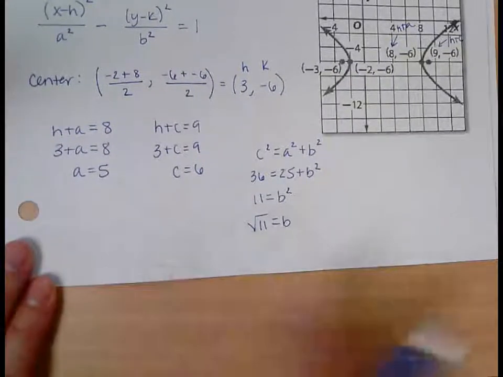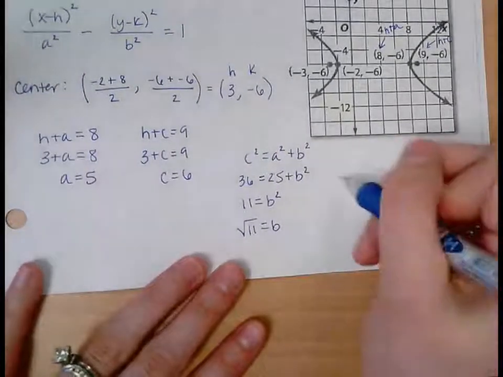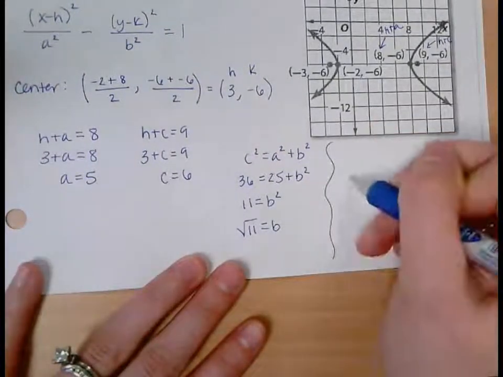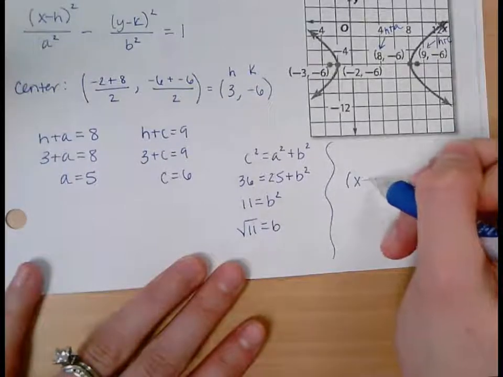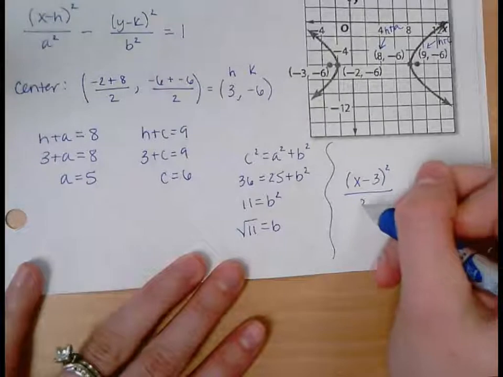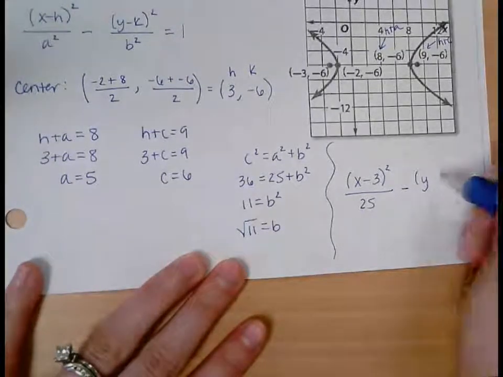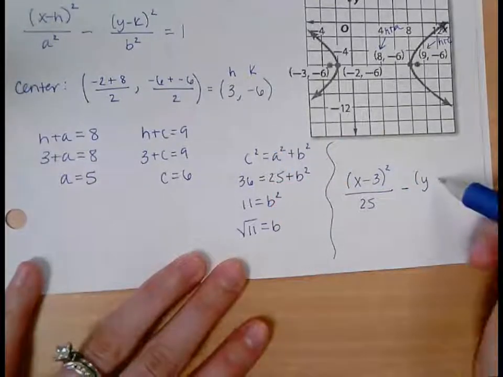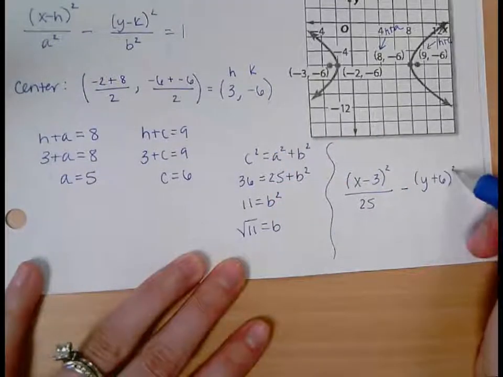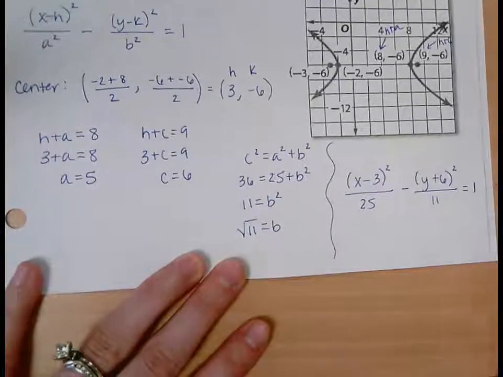Okay, so now I have h, k, a, and b. I can write my equation. So it is (x minus h, which is 3) quantity squared over a squared, which is 25, minus y minus k, and k is negative 6, so it'll be (y plus 6) quantity squared over b squared, which is 11, equals 1.